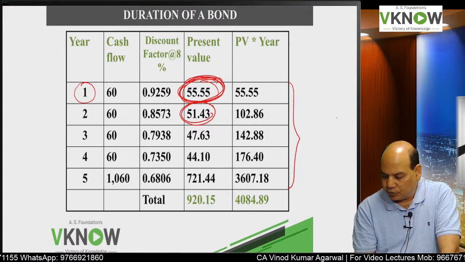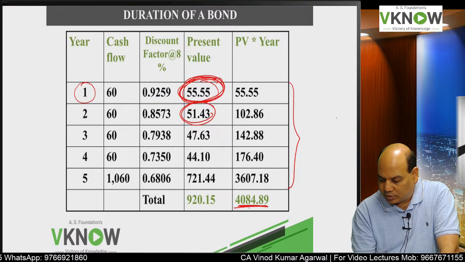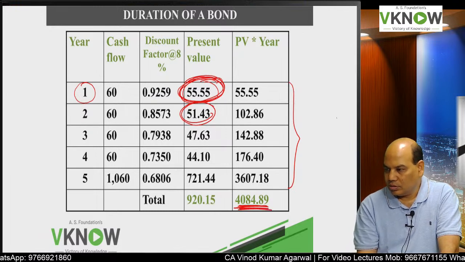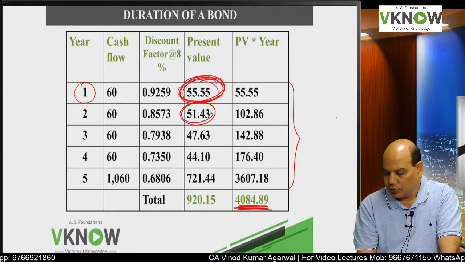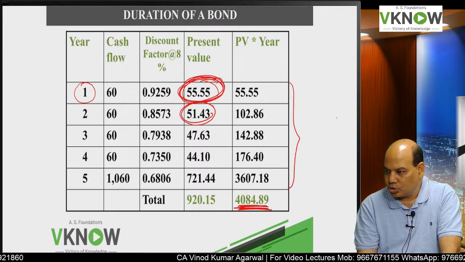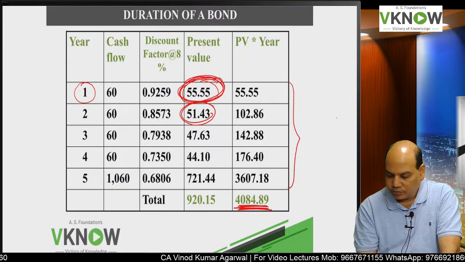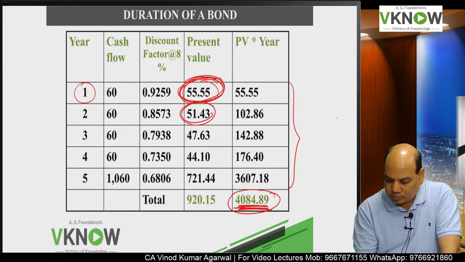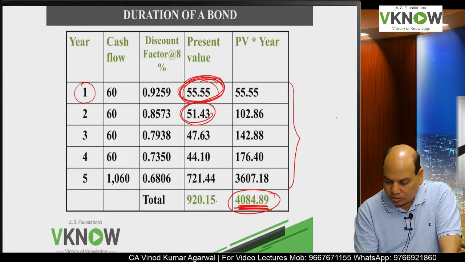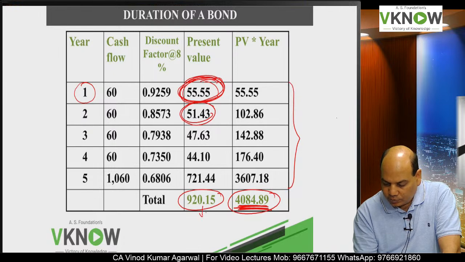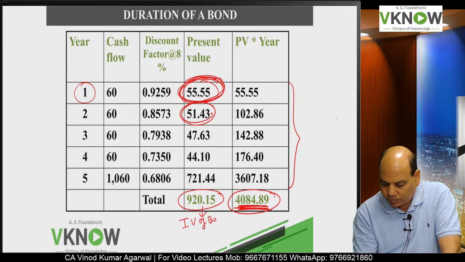Check the answer. If you are close to this number, you are right. 4084.89. Are you close to this number? Yes. So students have confirmed this amount. 920.15 is also called intrinsic value of bond or present value of bond.